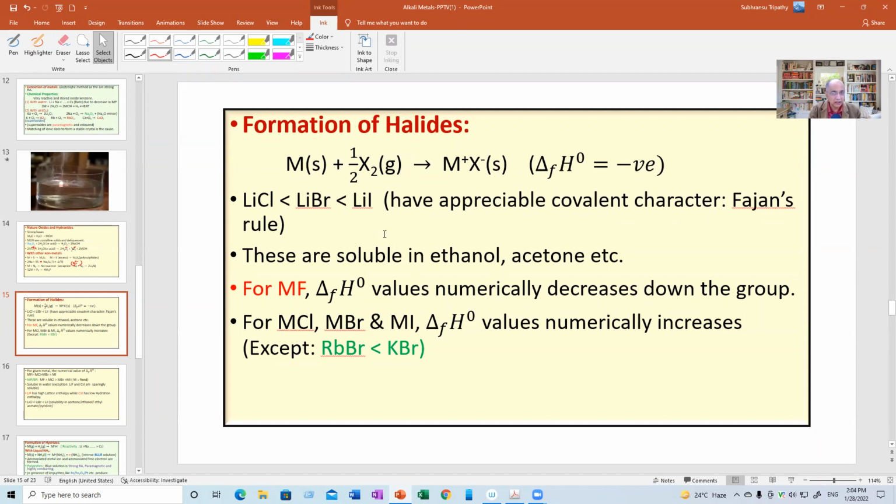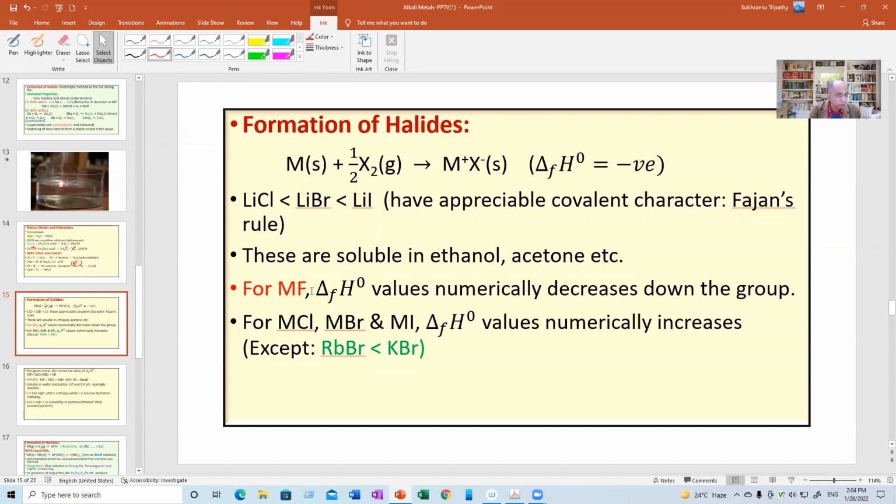But these three, they have appreciable covalent character. Lithium halides, they have appreciable covalent character, excepting lithium fluoride, which is ionic. Others are predominantly covalent, so much so that they are appreciably soluble in organic solvents like ethanol, acetone, ethyl acetate, and many others.